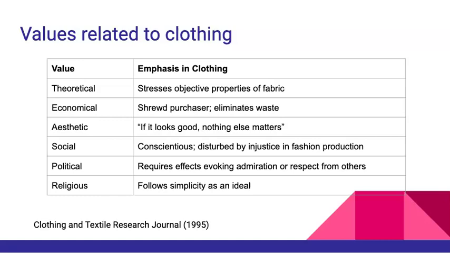If the value is social, the person is conscientious. They are really disturbed by some of the injustices that happen in the fashion production pipeline. If the value is political, this is going to require clothing that will earn respect of others. And if their value is religious, they're going to follow simplicity as an ideal. They don't want to be flashy or call too much attention to themselves. They want to be more modest. So just thinking about how our values can relate to clothing.